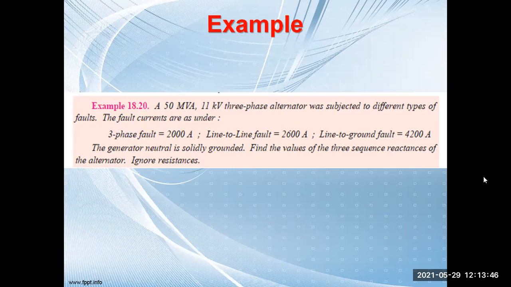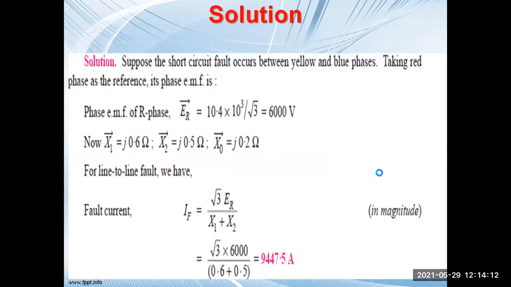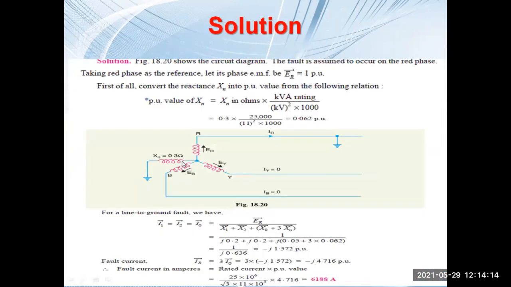Ignore resistances. So, in this particular problem, the power is 50 MVA, voltage is 11 kV, and there are three fault currents. Three-phase fault current is 2000, line to line fault is 2600, and line to ground is 4200. The generator neutral is solidly grounded. So here you see, I will show you that. Here it is through the reactance, but it is solidly grounded. There is no neutral reactance here. It is solidly grounded.